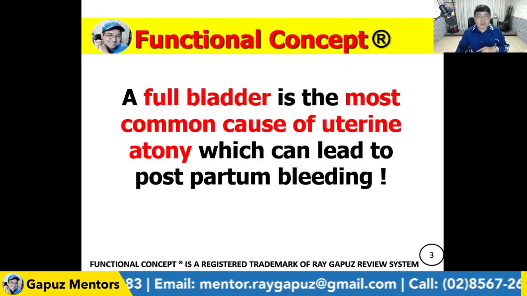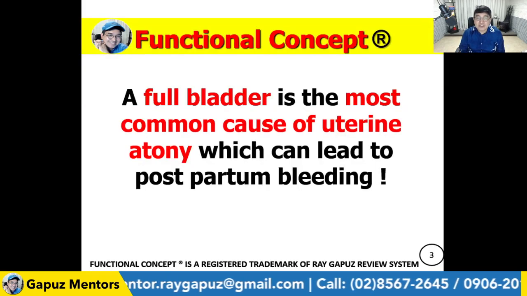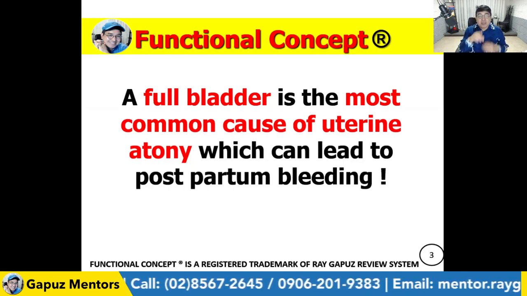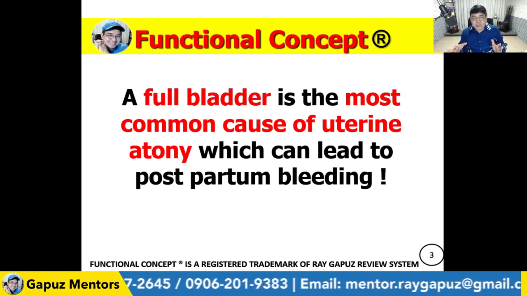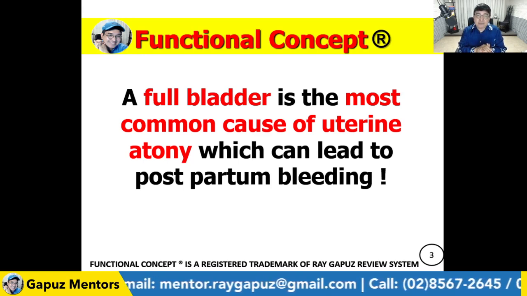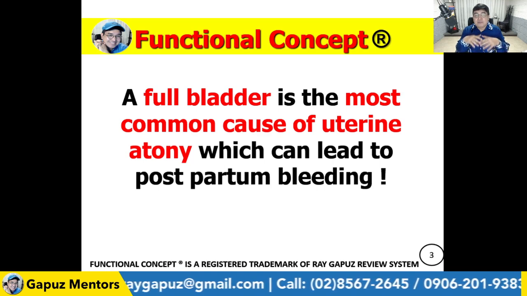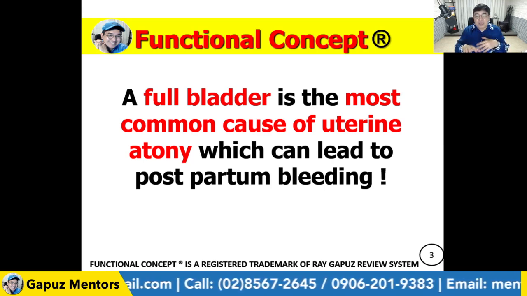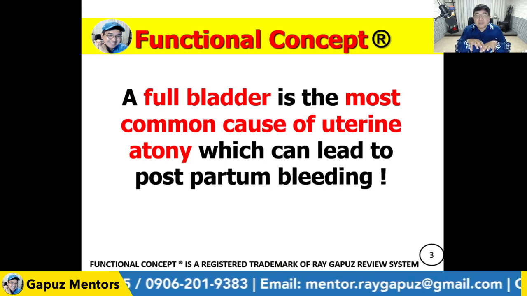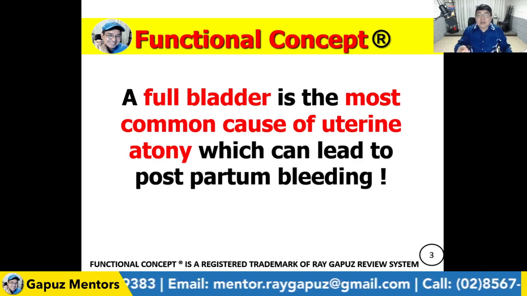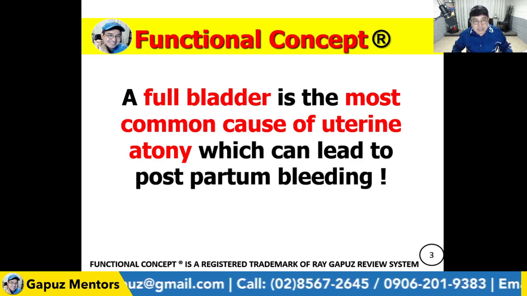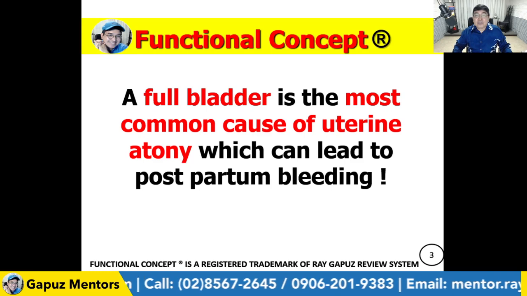So we need a functional concept as a guide. A full bladder is the most common cause of uterine atony, which can lead to postpartum bleeding. Therefore, if a full bladder commonly causes uterine atony, it's very important for the nurse to prioritize assessing the bladder of the patient after the delivery. So if the bladder is full, and the uterus is deviated to the left or to the right, that could mean that the full bladder is preventing the contraction of the uterus after the delivery of the baby and the placenta. So it could potentially lead to uterine atony.